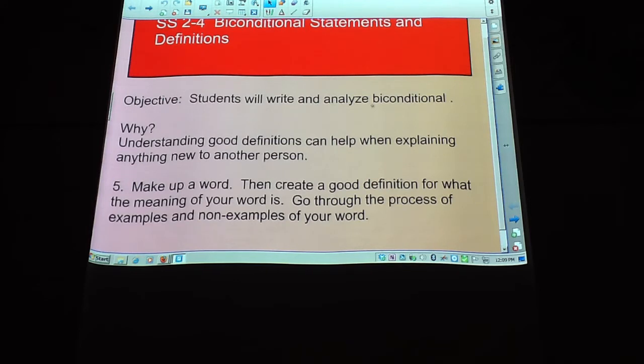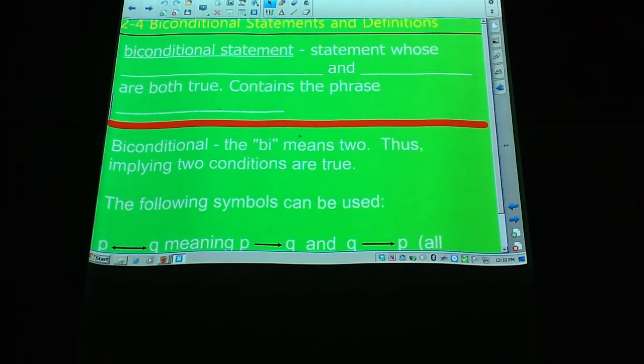Today's objective is we're going to be writing and analyzing biconditionals. So understanding good definitions can help when explaining anything new to a new person. Good definitions can be written forward and backwards. And the number 5, I don't know, we might start answering that in our notes that we turn in. But not for today. Alright, 2.4, biconditional statements.